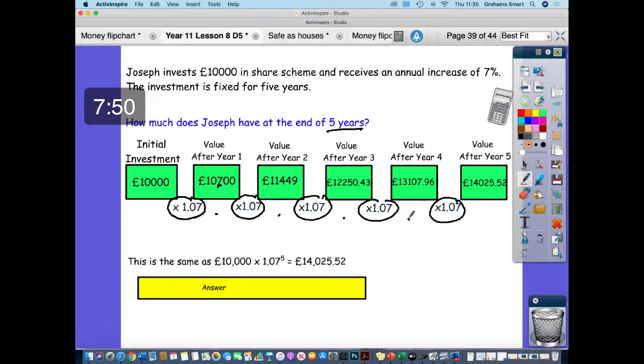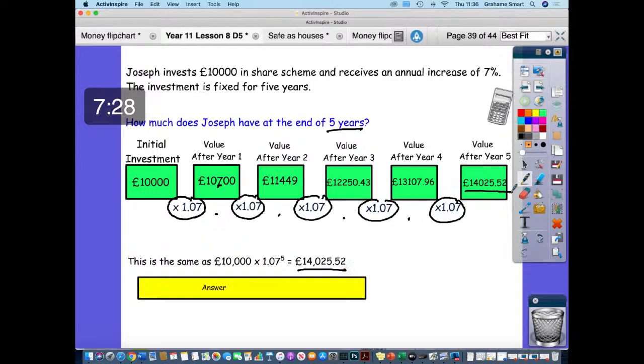So 1.07 multiplied by 1.07 multiplied by 1.07 multiplied by 1.07 multiplied by 1.07. I've gone on a bit there. But 1.07 to the power 5, because we've done it 5 times, and that works. And you can see here, when we've done that in the calculator, the answers come out to be the same to 2 decimal places.